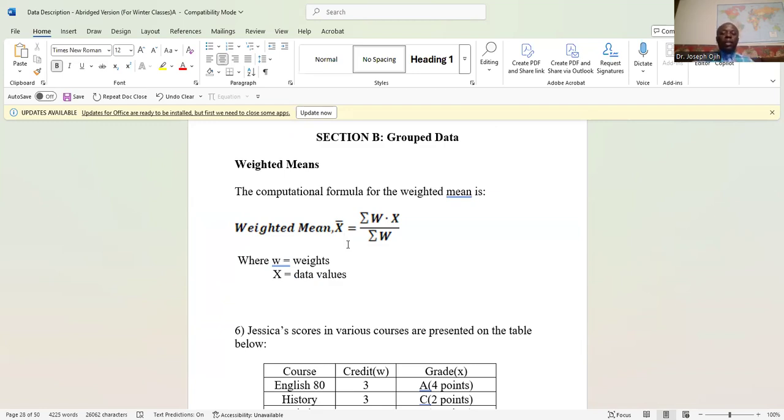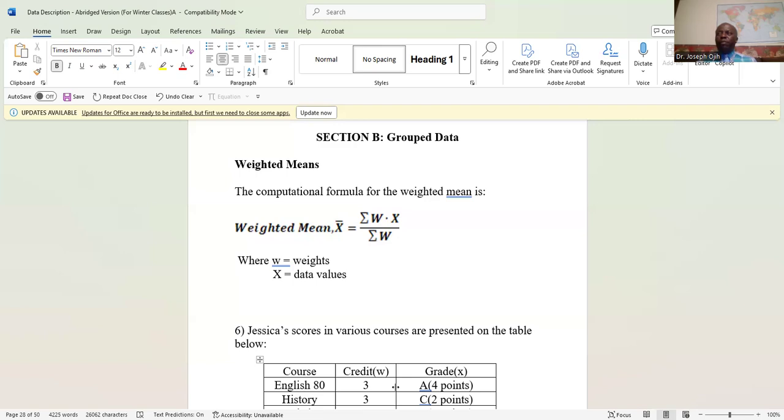For example, your GPA. This class has 3 credit loads. That is the weight. So if you have an A in this class, then A has 4 points. That means the weight is 3 because it's 3 credit loads, and A has 4 points. So the total will be 3 times 4. Now, another example of a weighted mean: your credit score.